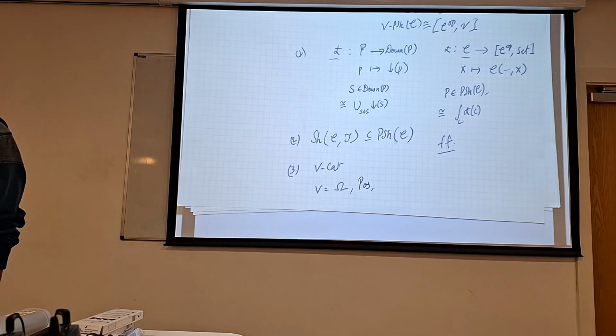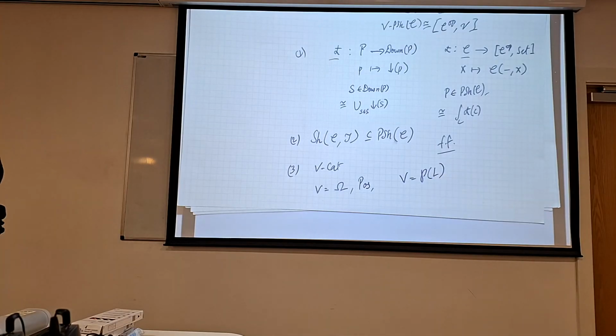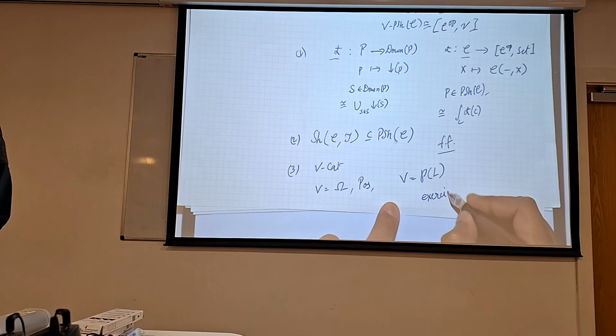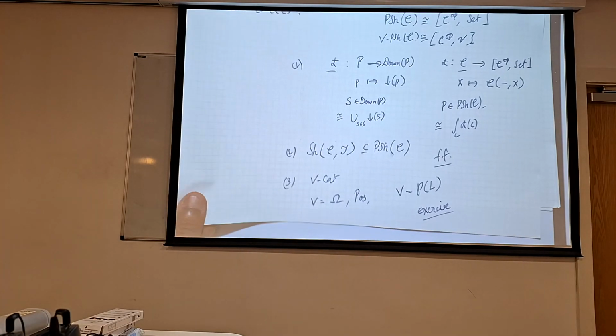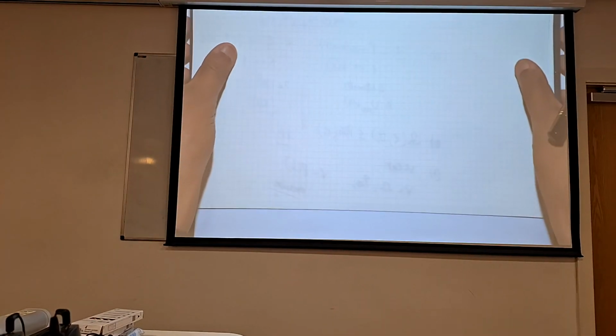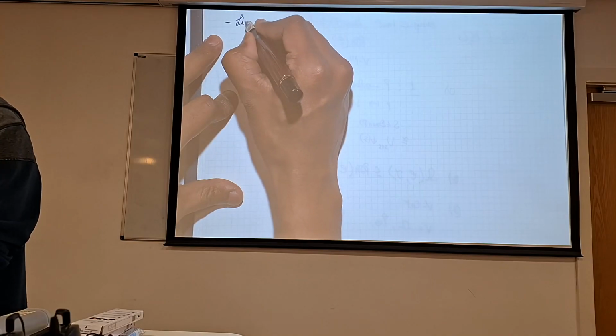And now instead of truth values, you could try other things like take V to be power sets of L, and I'll leave this as an exercise to see what that gives you. It's a very nice model. Okay, we can talk about it afterwards. And the other class of models are ones that come from linear logic.